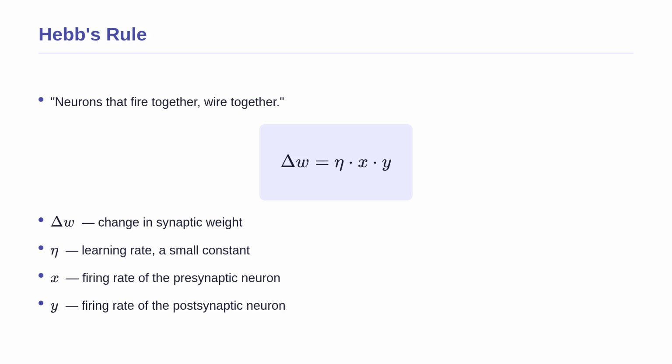The variable x is the firing rate of the presynaptic neuron, and y is the firing rate of the postsynaptic neuron. If both x and y are highly active simultaneously, their product is large, causing a massive increase in synaptic weight. If either is inactive, the product is zero, meaning no strengthening occurs.